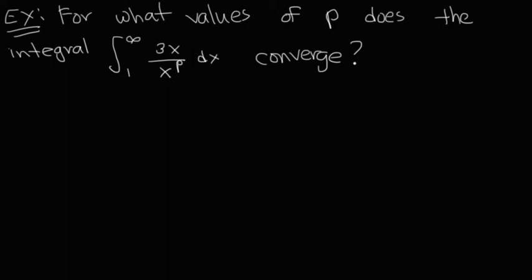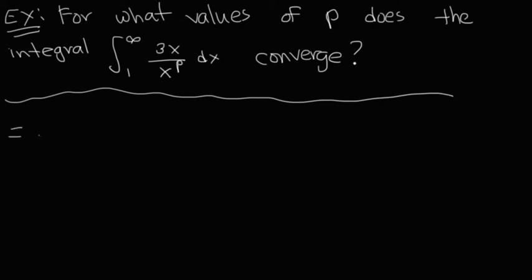So what I'm going to do is attempt to evaluate it as far as I can, just like I've done before, and then split it into cases. Okay, it's improper again because of that infinity bound. So I'm going to say limit as t approaches infinity, and I'm going to go from 1 to t, 3x over x to the p dx.